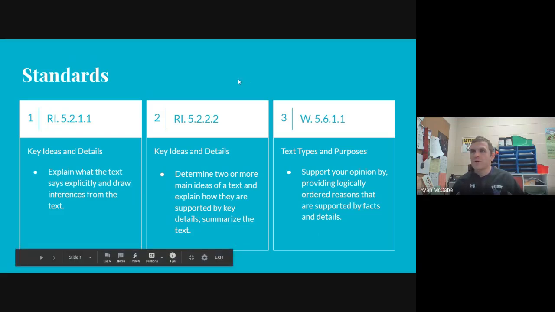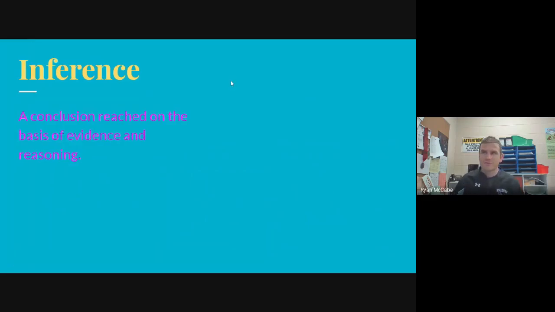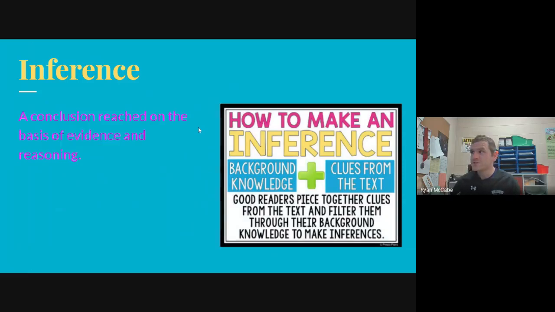All right, so we're going to move on to our next slide here. So an inference. An inference is a conclusion reached on the basis of evidence and reasoning. So if I just read that to you, you're probably like, Mr. McCabe, I don't know what you're talking about. So if we look at this diagram here, you take the background knowledge or the information that you already know, and you add it with the clues from what you read. And that's how you get your inference.